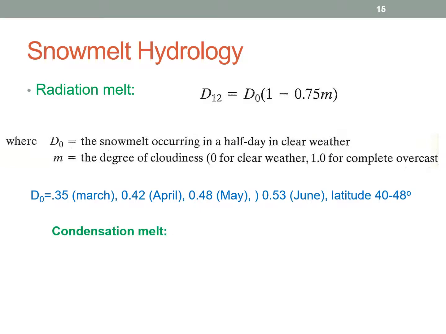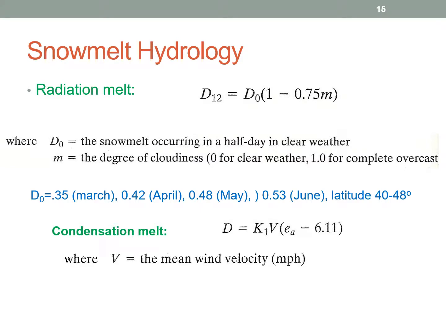Condensation melt. For condensation melt, you can find D equals K1 times V times (EA minus 6.11), where V is the mean wind velocity. It should be in miles per hour. You have to be careful, it should be in miles per hour. EA is the vapor pressure of the air in MB. So it is in MB.